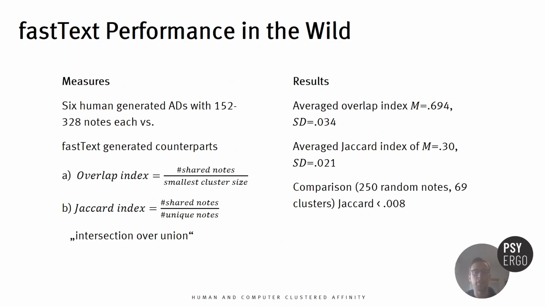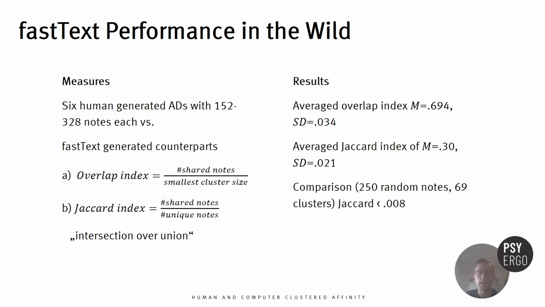This slide shows the performance of FastText in the wild. Applying FastText to 6 affinity diagrams and comparing the results to human-generated counterparts led to promising results. The clusters were compared using overlap and Jaccard indices. This resulted in an average overlap index of about 0.7 and an average Jaccard index of 0.3. For comparison, 2 random affinity diagrams with 250 nodes and 69 clusters result in a Jaccard index of less than 0.008. We can conclude that FastText is in principle a good choice for the automation of affinity diagrams.